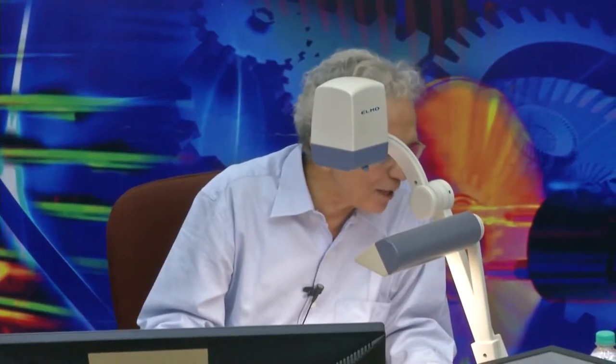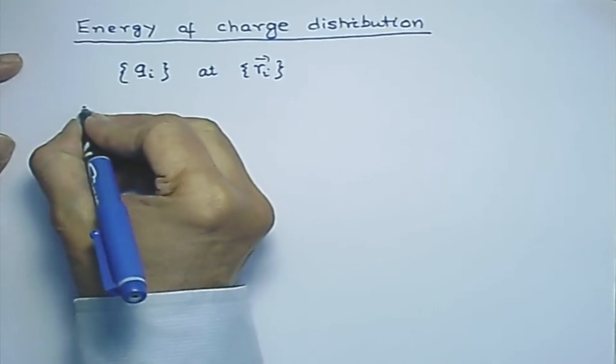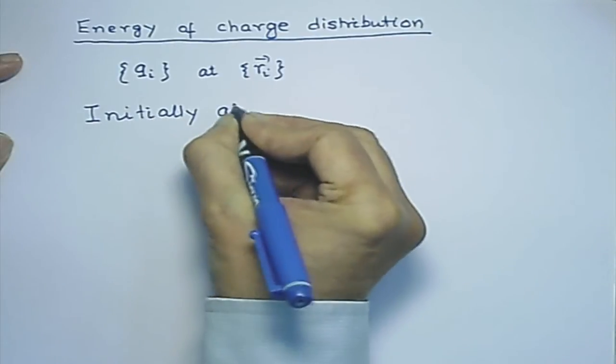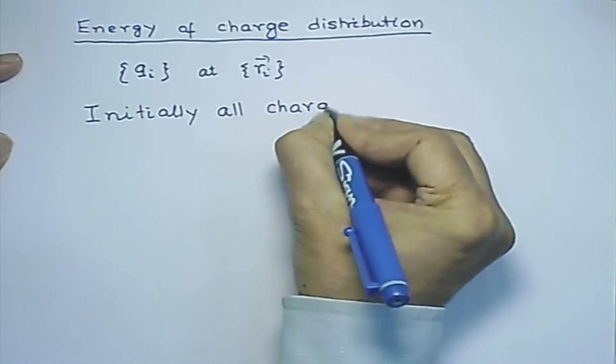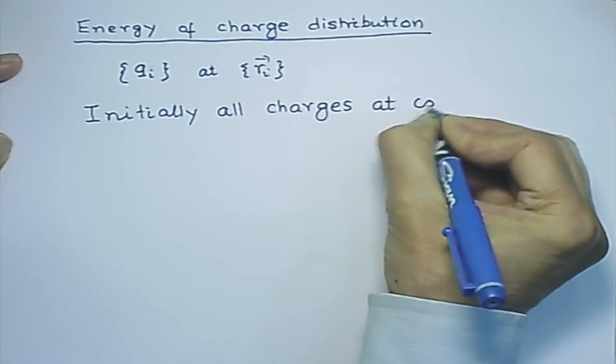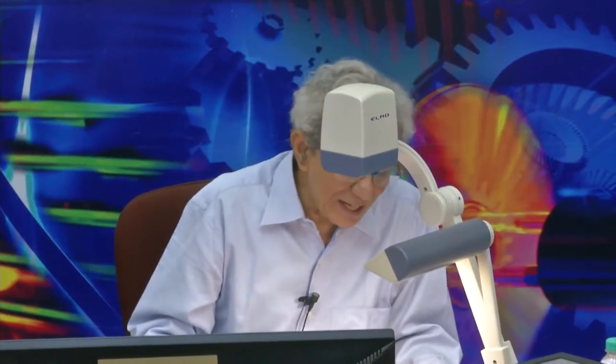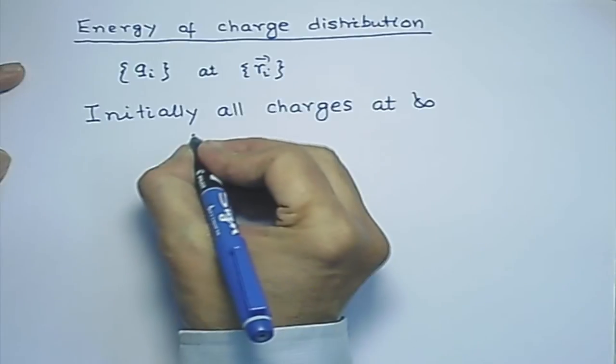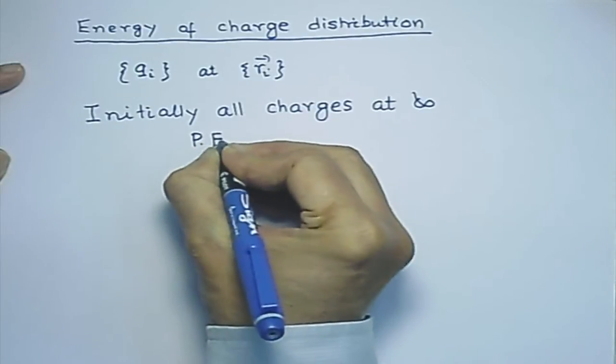Let us see how one does it, and you will find there are some very interesting points that come up here. The way I would try to build up this charge distribution is the following. Let us assume that initially all the charges are at infinity. Remember, we have said that when things are at infinity, we define the zero of the potential at infinity for convenience, and we assume that the potential energy of such a configuration when all the charges are at infinity is zero.